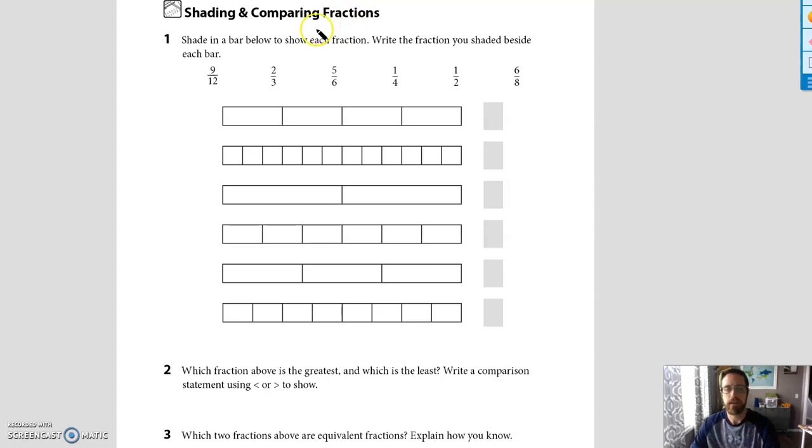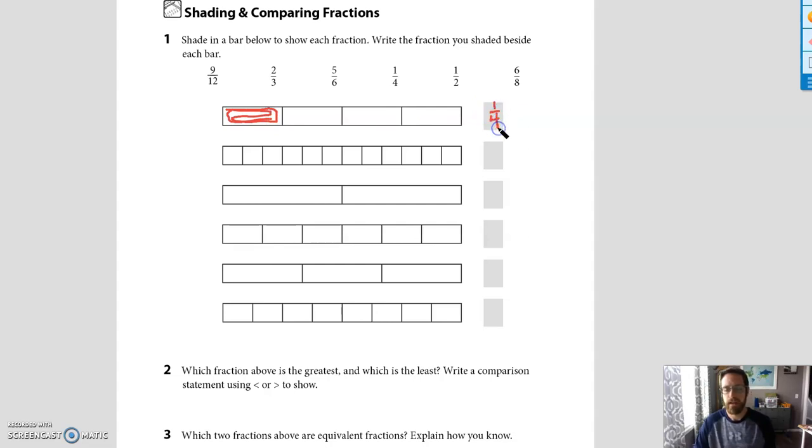So the first one, let's see, it's 1, 2, 3, 4. So it's divided into 4 equal parts. So that number, however many equal parts our whole is divided into, that's going to be our denominator. So in this case, it's 4. Well, the only one that has 4 is 1/4. So I'm just going to shade in 1/4. So that would be 1/4.